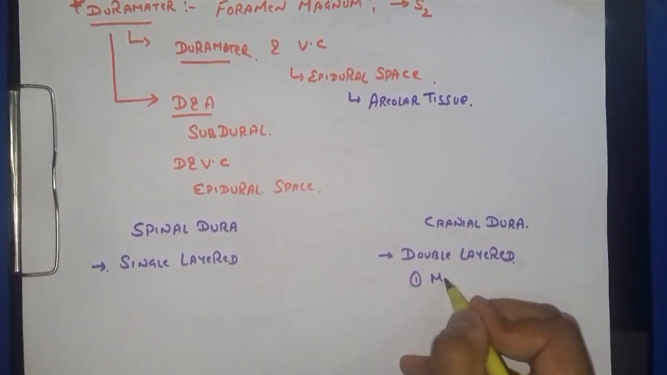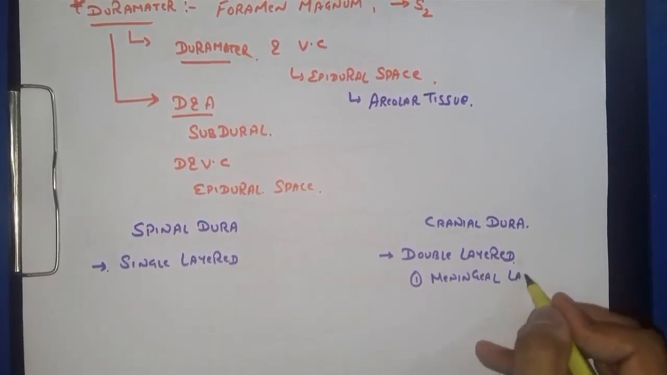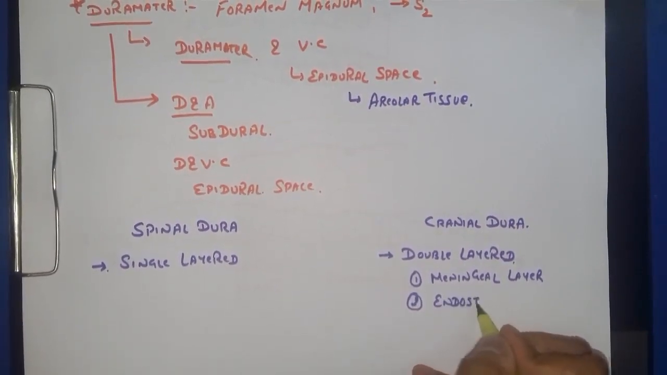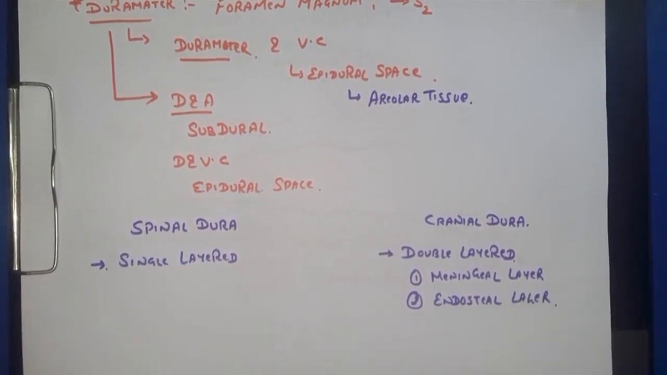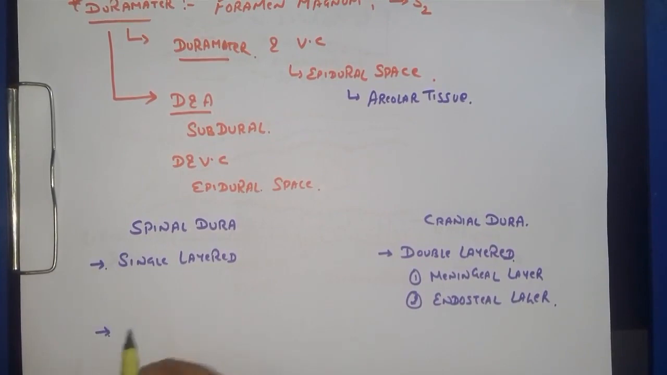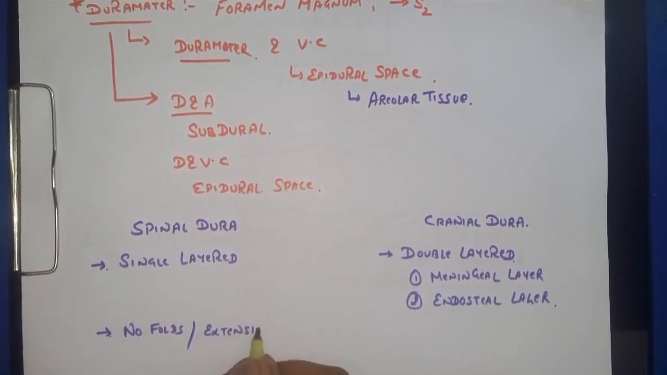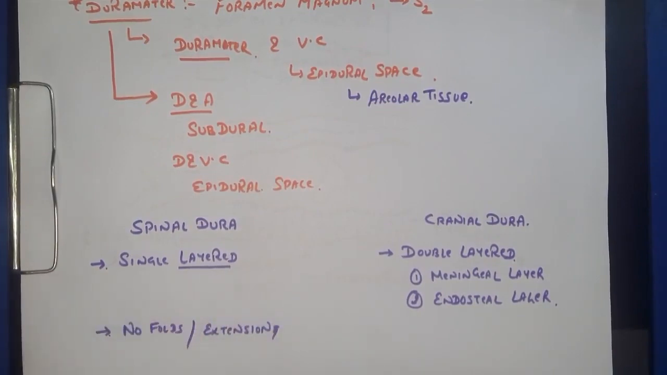First one, or the inner one, is called the meningeal layer. Outer to it is known as the endosteal layer. The spinal dura mainly does not form folds. No folds, or you can say extensions. Extension means this dura mater is only a layer. It does not make contact with other things in order to form a special structure.